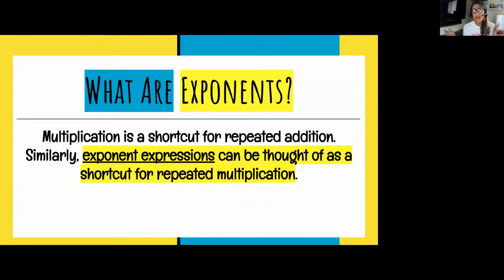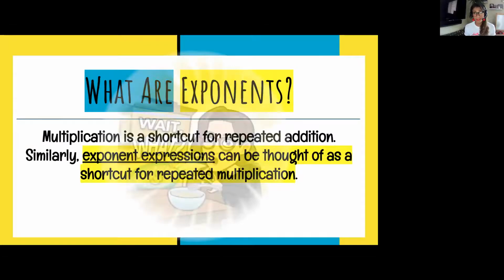Well, you know how multiplication is a shortcut for repeated addition, right? Instead of saying 5 plus 5 plus 5 plus 5, we say 5 times 4. Instead of saying 4 plus 4 plus 4, we would say 4 times 3. We wouldn't write all of that out. Just how multiplication is a shortcut for repeated addition, exponent expressions are a shortcut for repeated multiplication. So instead of writing 5 times 5 times 5, 1,000 times, we're going to write something way, way shorter, and we will save ourselves a lot of time.